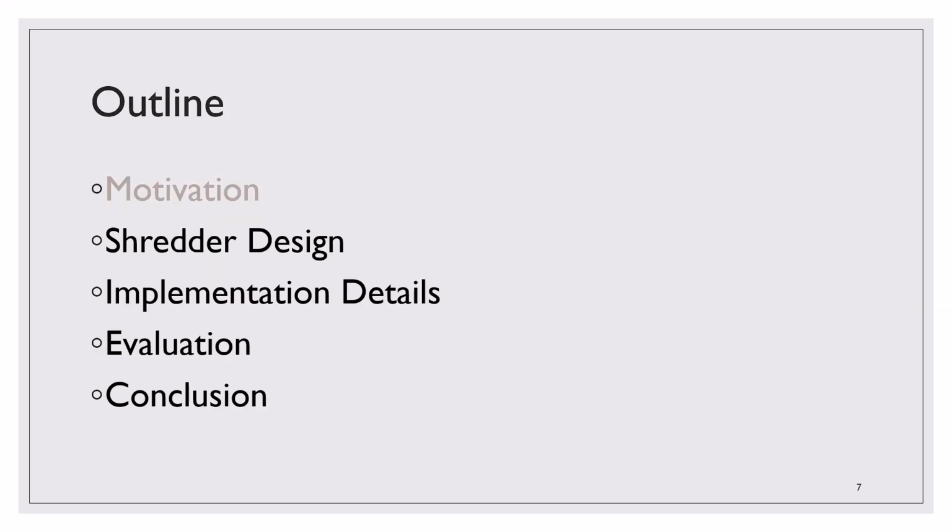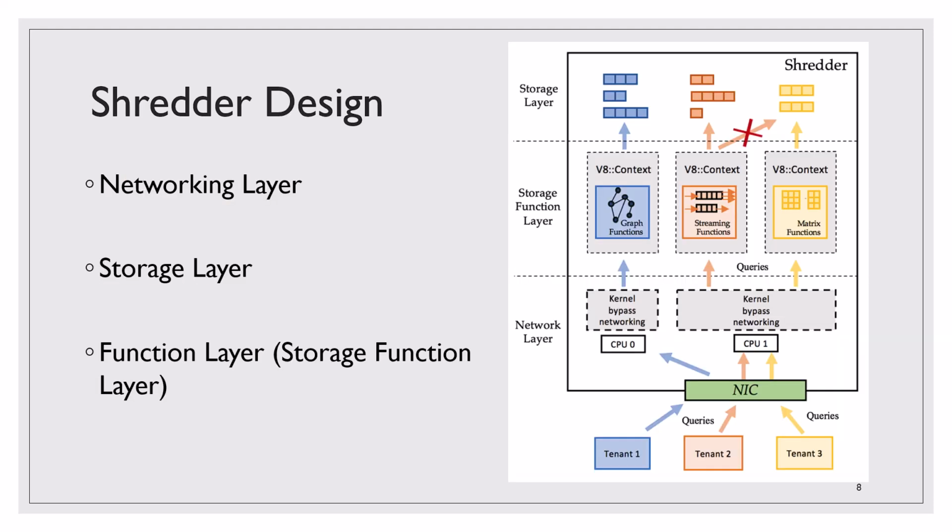Now that Alex explained the motivation, possible, and proposed solutions, I'll now explain the Shredder design. Here's the Shredder design overview. It consists of 3 layers: a networking layer, a storage layer, and a function layer, also referred to as a storage function layer throughout the paper.